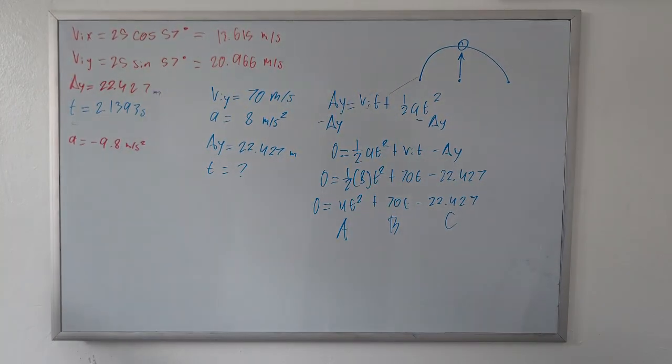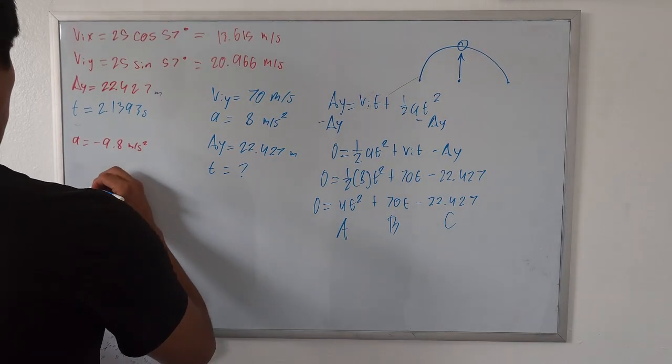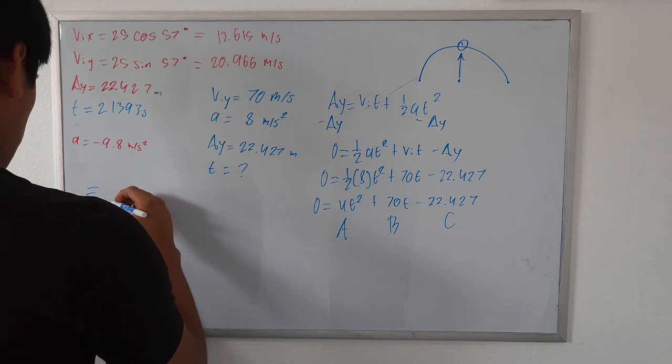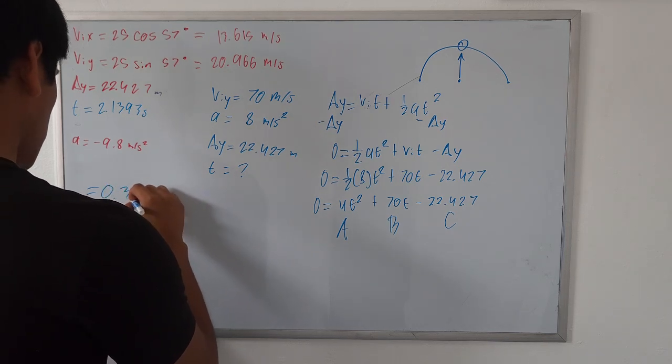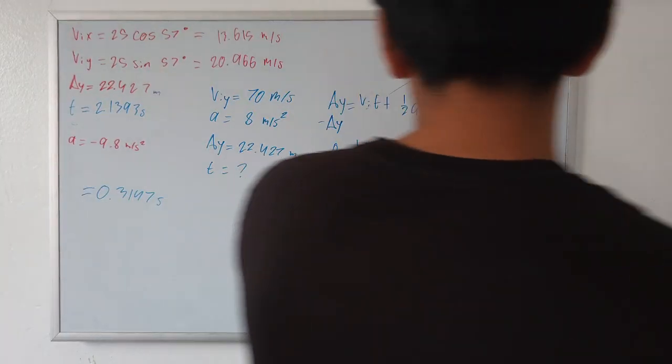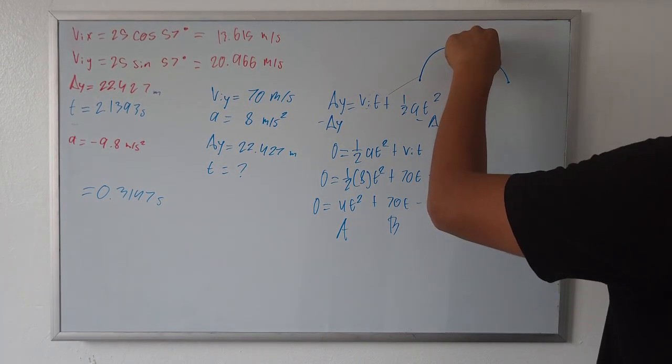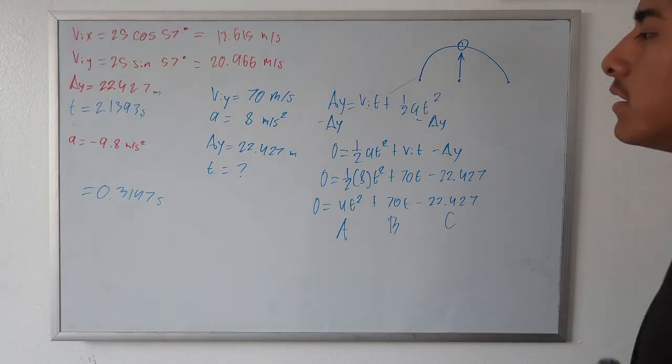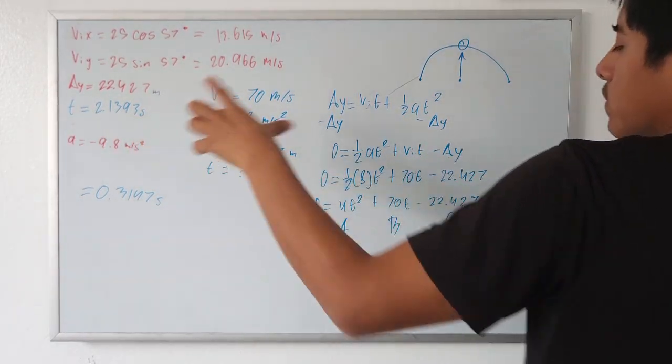Now you just plug that into the quadratic formula, and when you do negative b minus, you're gonna get like negative 17, but again, time can't be negative. And when you do negative b plus, you're gonna get for the time 0.3147 seconds. So that's how long it's gonna take the rocket to go from here to here. And we know that the projectile is going to take 2.1393 seconds. So we're going to find the difference.